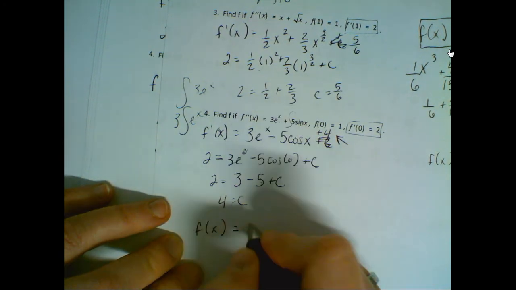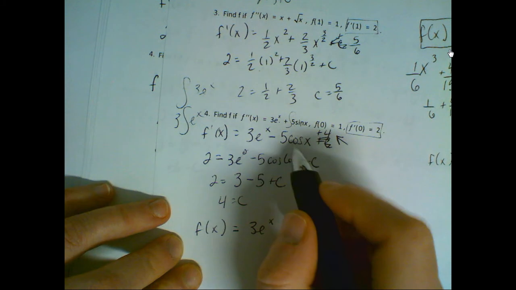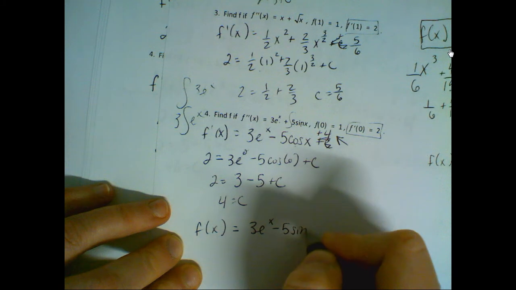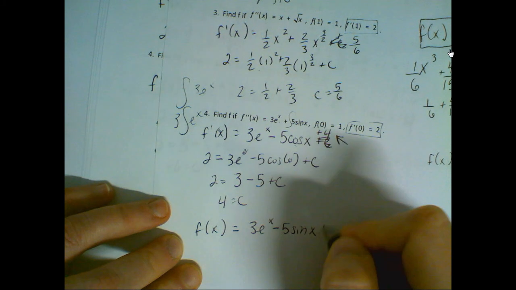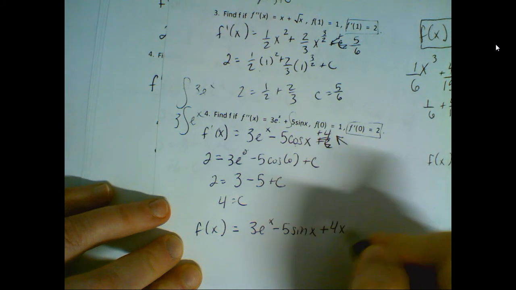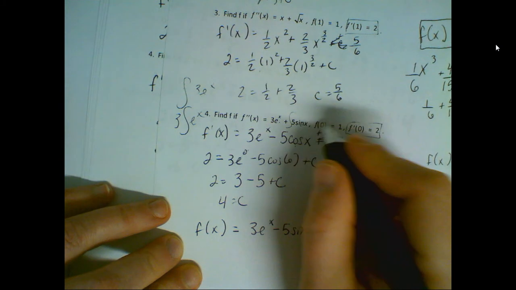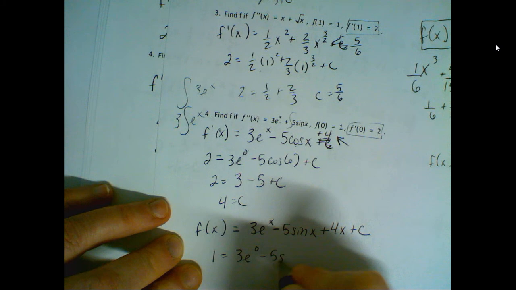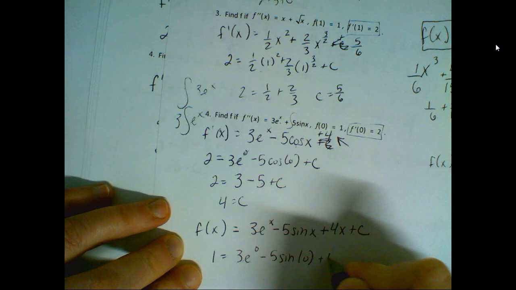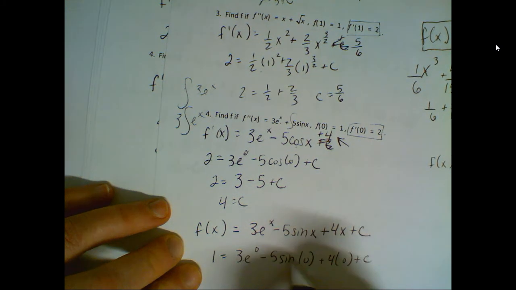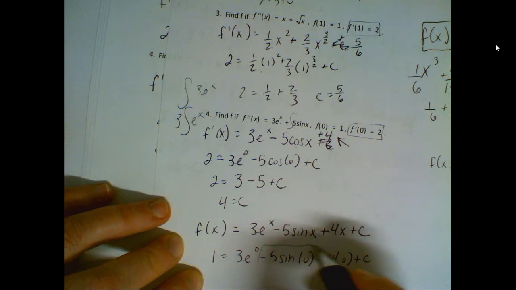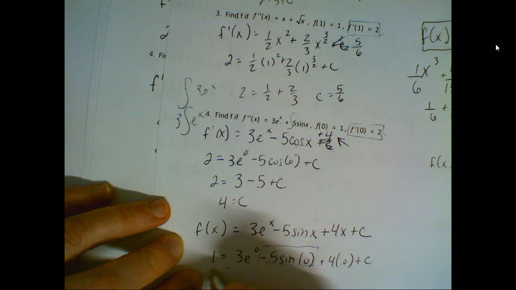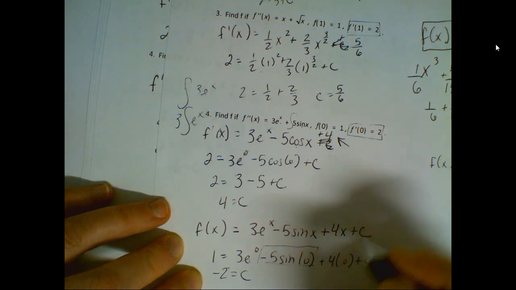Again, the antiderivative of 3 e to the x is 3 e to the x. The antiderivative of cosine is just plain sine, and plus 4x plus c. Plug in 1 for y and 0 for x. Sine of 0 is 0, so this all goes away. 3 times 1 is 3, this is 0. So minus 3 from both sides, and you get negative 2 equals c.